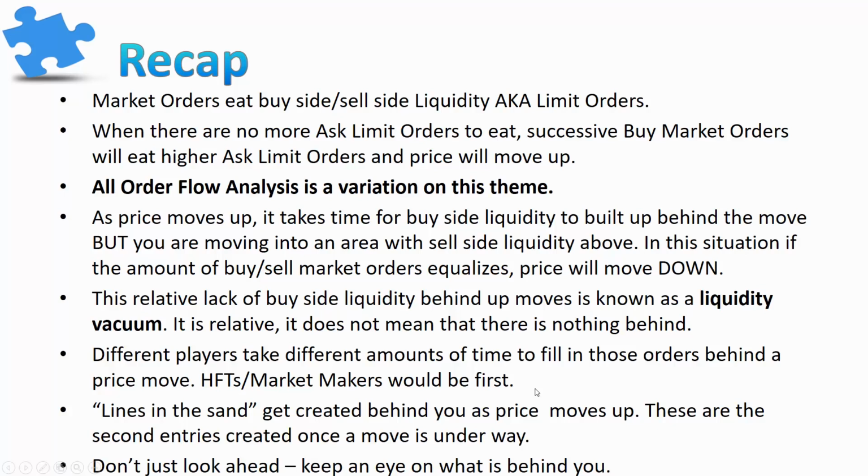And there's a minimum of 1 tick difference between them, and that difference is also known as the bid-offer spread. Market orders consume buy-side and sell-side liquidity, also known as limit orders, or floors and ceilings. When there's no more ceiling to eat, more buy market orders will start eating the next ceiling up, and price will move up with it. All order flow analysis is basically a variation on this.